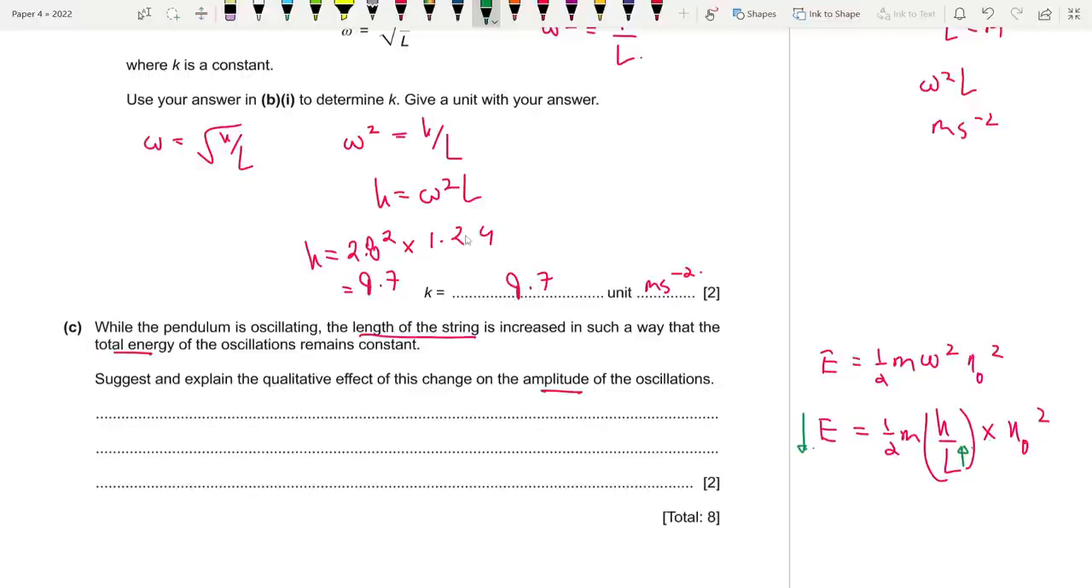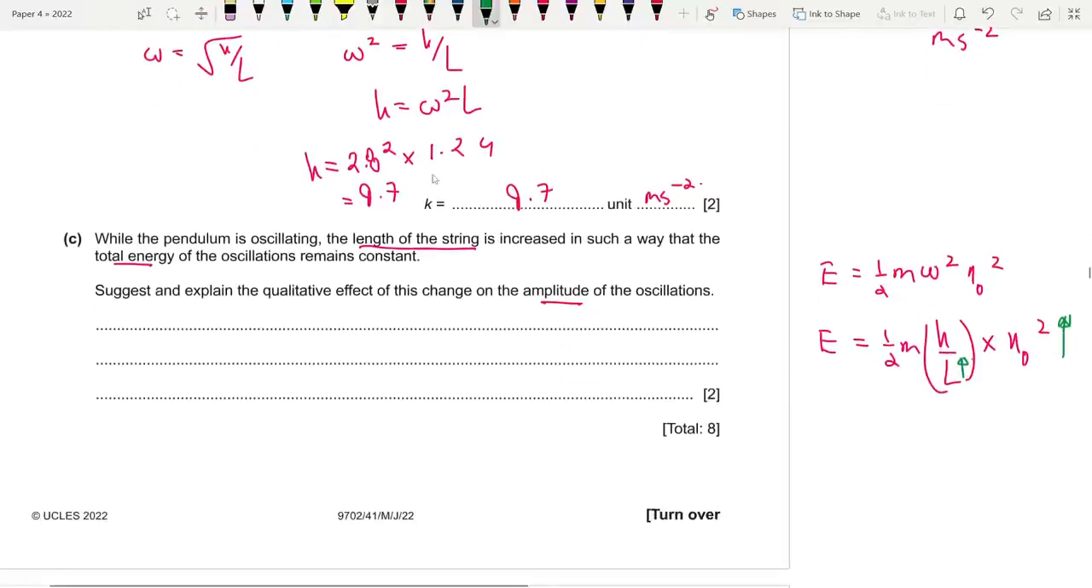We need to balance this change out. If you increase the denominator, you need to increase the numerator as well, right? So what can we do to the amplitude? We can also increase the amplitude. If you increase the amplitude, it can counteract the increase in the denominator, the length. As a result, the energy of oscillations remains constant. Okay, so that's the logic behind this.